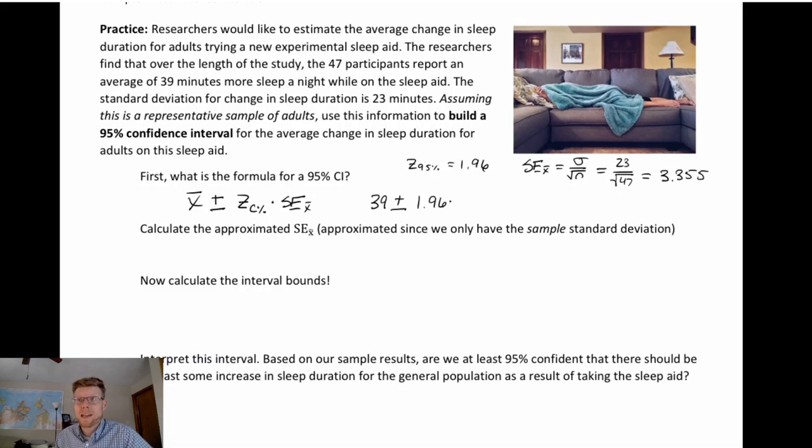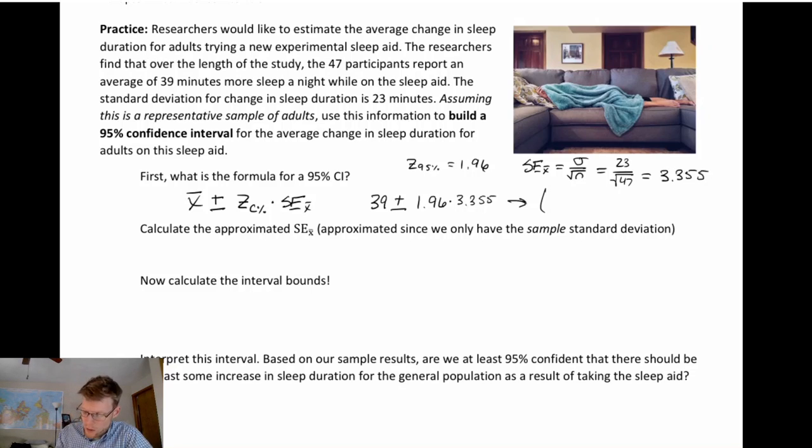So if we want to be 95% confident that we're capturing the true mean, we need to stretch out 1.96 of these standard errors from our sample mean. So we're going to multiply that by 3.355. And then we're going to get an interval as our answer, right? So we're adding and subtracting this number. So we're going to get 39 minus 1.96 times 3.355.